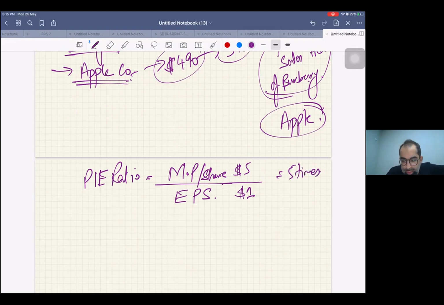Look at here. Now the second case. Let us say the EPS is 1 and the share price becomes 10. So the answer will be 10 times. Okay. So in the first case, we are just paying 5 times of earnings to buy the share. In the second case, we are paying 10 times of the earnings to buy that share.